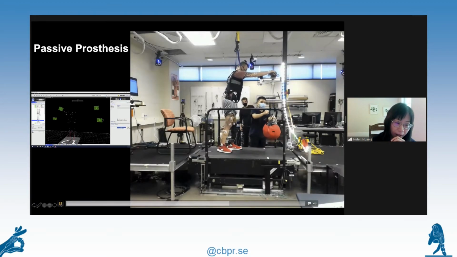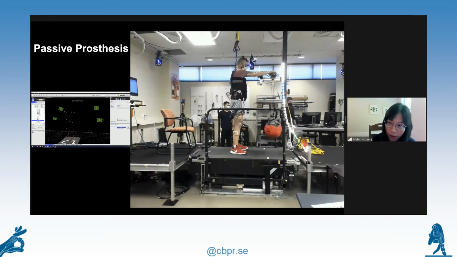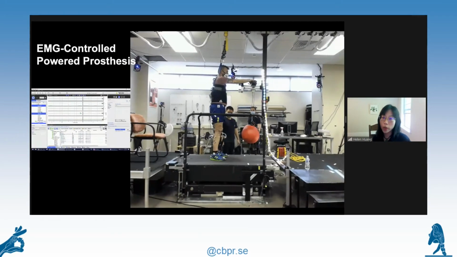So as you can see, he has to really use the step response, the step strategy, to stabilize himself. Okay, and then this one shows you the EMG-controlled powered prosthesis.